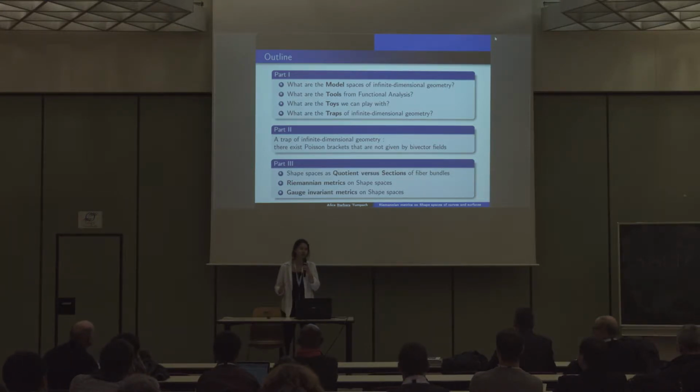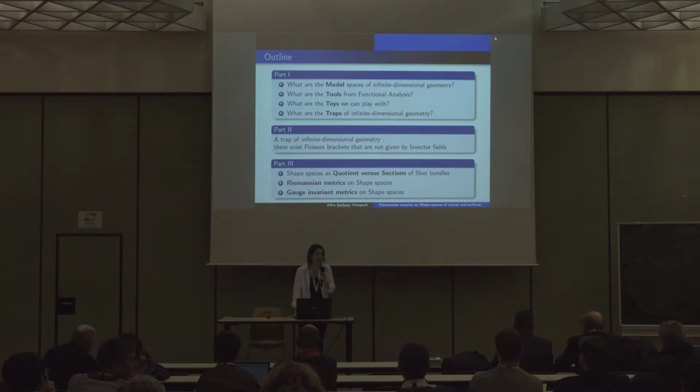So it's good to go back to what we know and what are the model spaces we can use to do geometry in infinite dimension. What are the tools from functional analysis we have? What are the toys we can play with? That means what are the geometric structures that we can play with? And also what are the traps of infinite dimensional geometry?